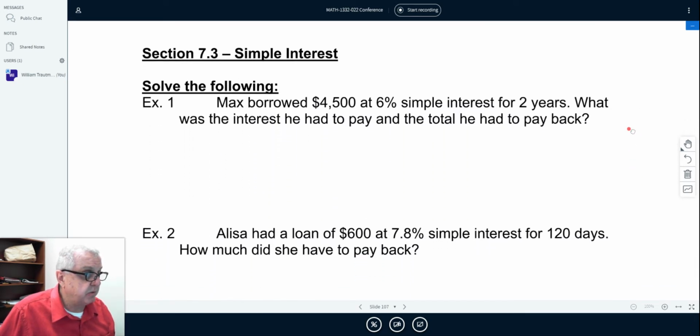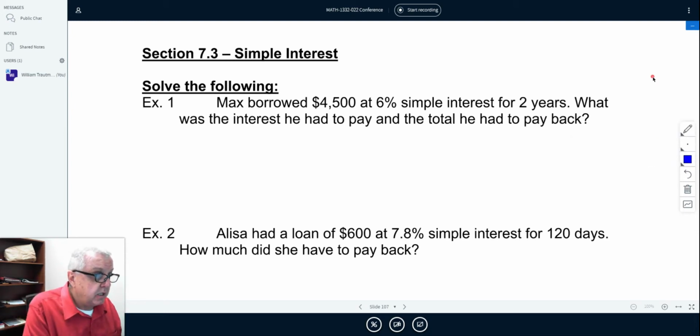Simple interest problems 1, 2, and 3. All right, so problem 1. Max had to borrow this amount. That's our principal. This is our interest rate. This is the time. Time's always in years. 6%. What is the interest he had to pay and the total he had to pay back?